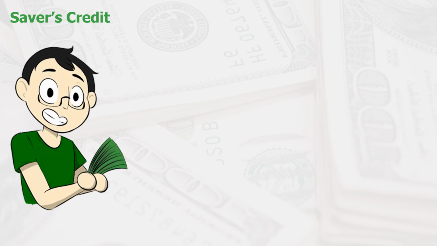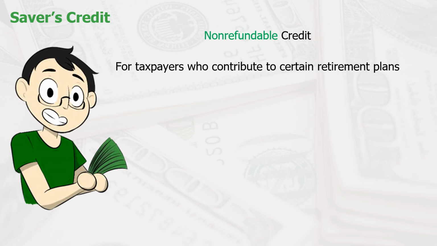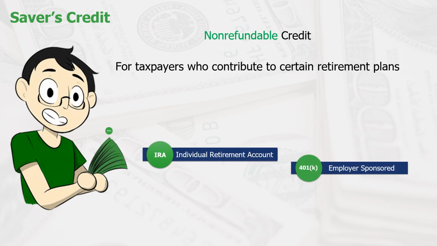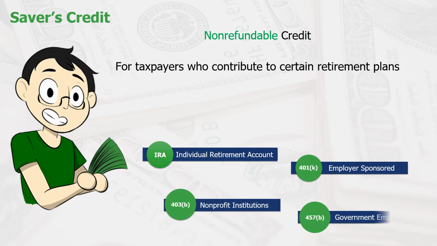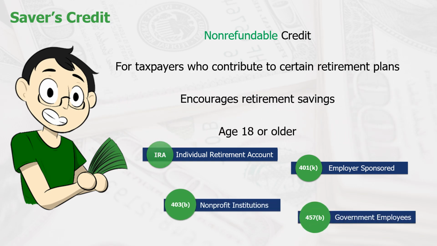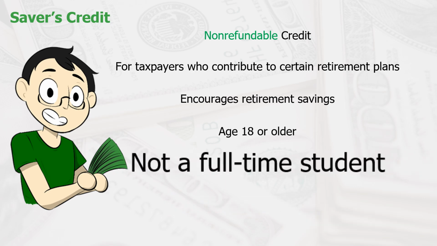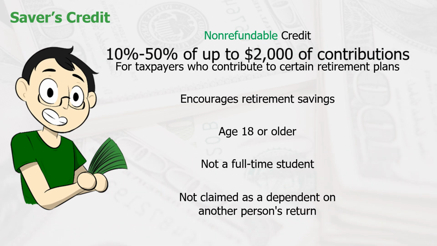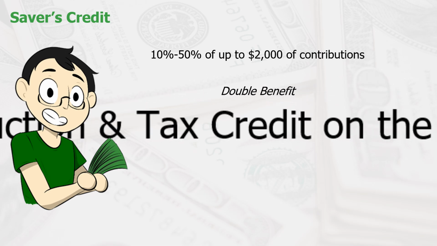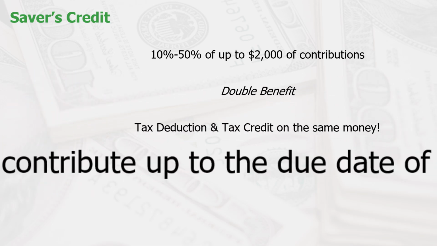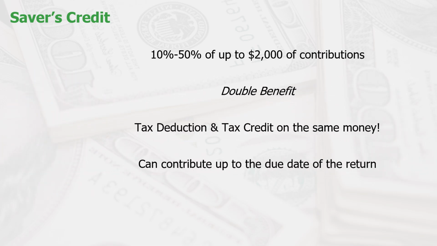Another credit known as the Retirement Savings Contribution Credit, or the Saver's Credit, is a non-refundable credit for taxpayers who contribute to certain retirement plans like an IRA or an employer-sponsored plan. This plan has a double benefit: it encourages retirement savings and gives a tax deduction and credit on the same money, and you can contribute to qualify for the credit up until the time you file your return.